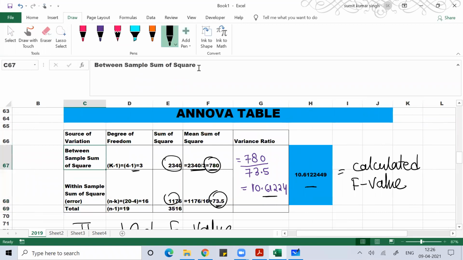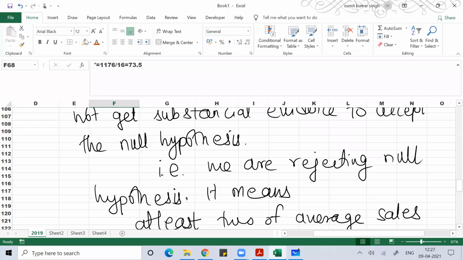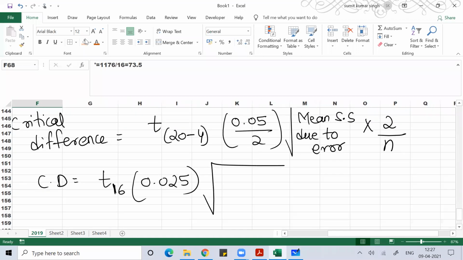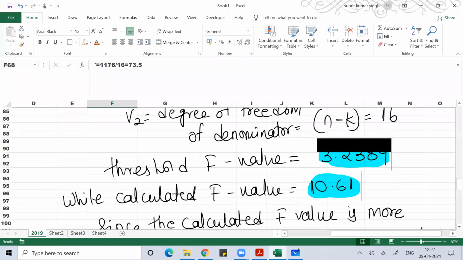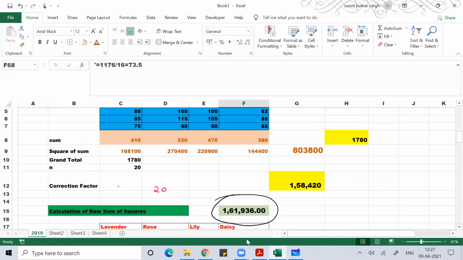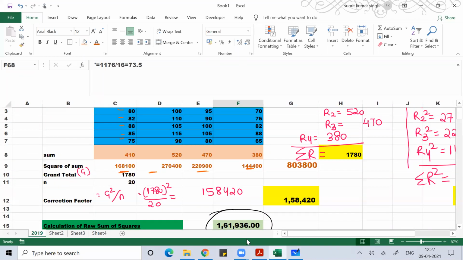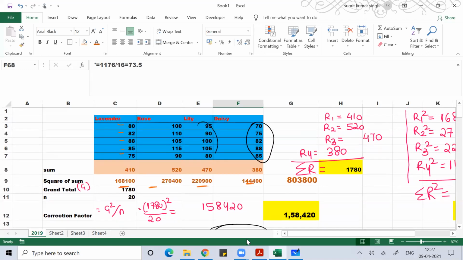The value you got is 73.5. So it is 73.5 into 2 divided by n. What is n here? n means in each row or column, how many data are there? You can see five data are there. That is your n.